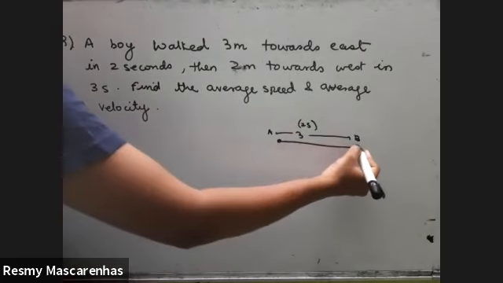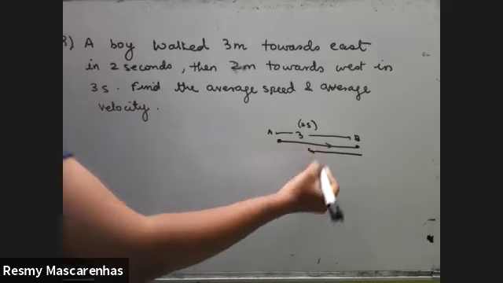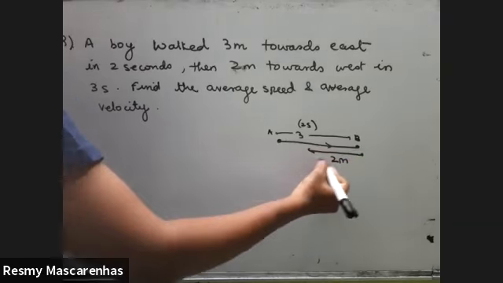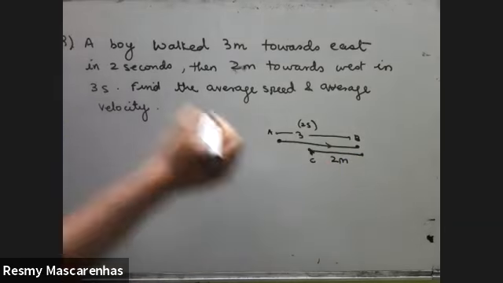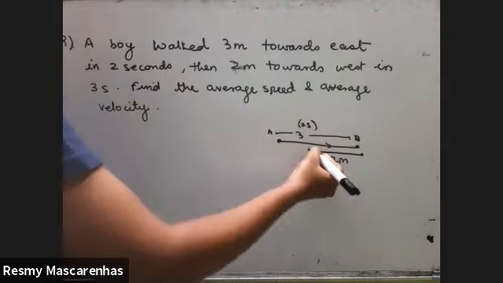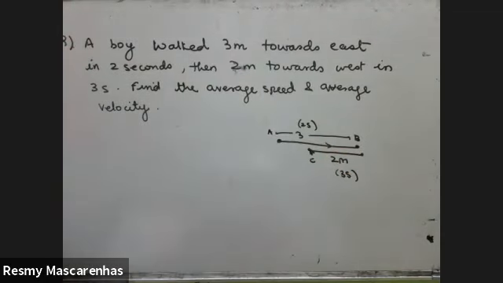Now this is the east side he went. Then he came back 2 meters. This is the final point C, suppose. From here to here he took 3 seconds. So this is the diagram.